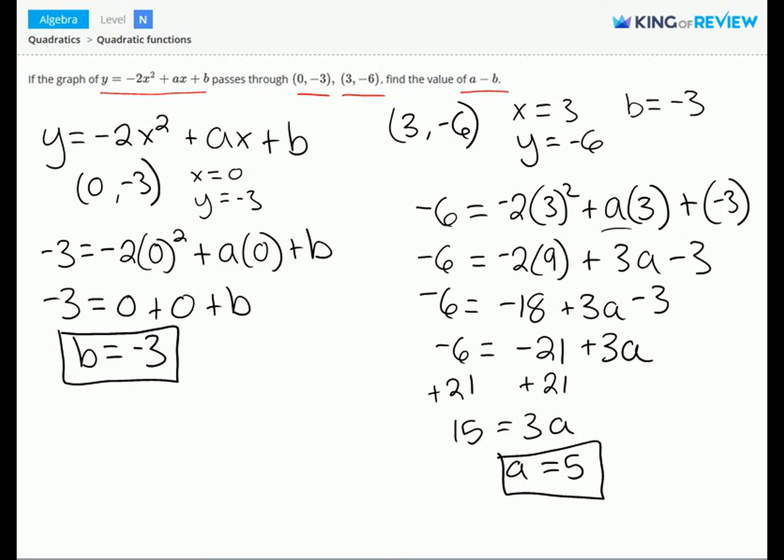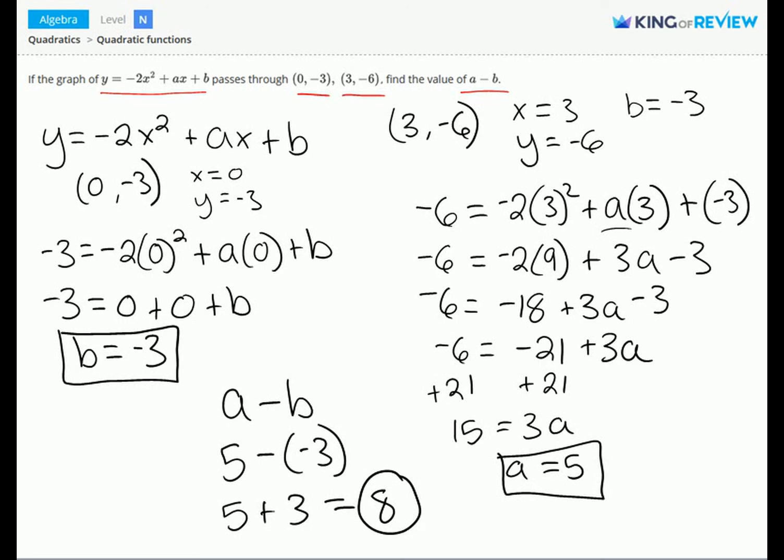The problem asks for a minus b. So this is 5 minus negative 3. 5 plus 3 is equal to 8. So 8 is our final answer.